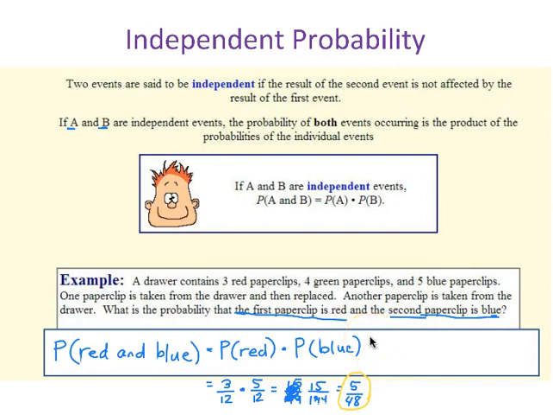So that's how we find the probability of independent events. It's pretty straightforward. Find the probability of each event occurring on their own and then multiply those two together.